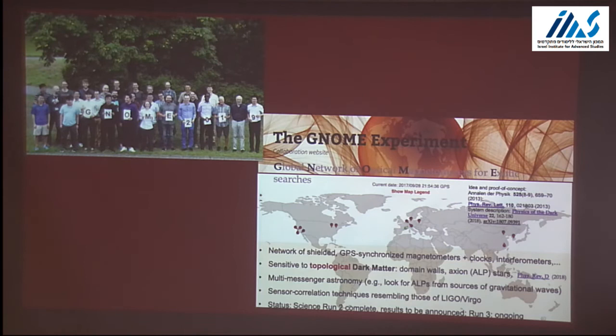It's actually not so hard to build a bunch of sensors and start taking data and recording the data. But the real difficulty, the real bottleneck in this kind of work, is data analysis.